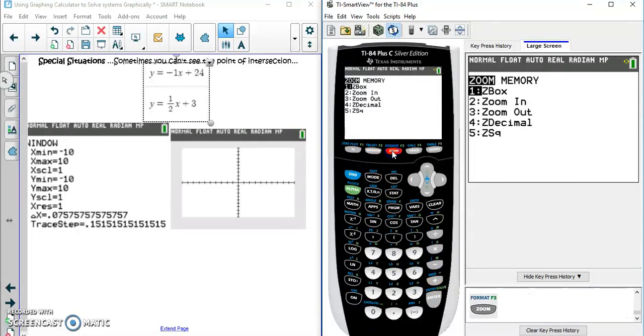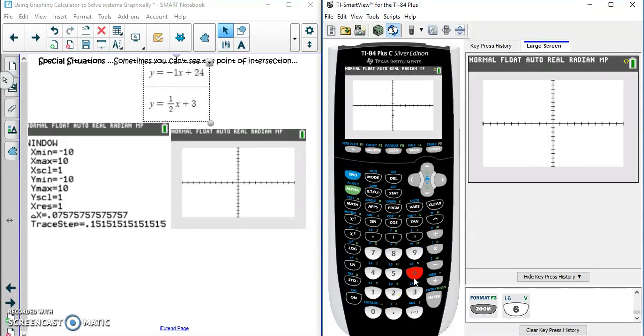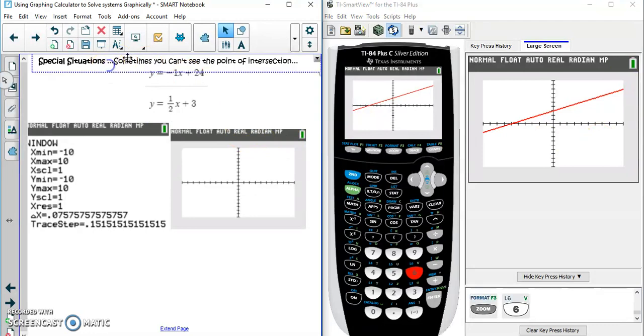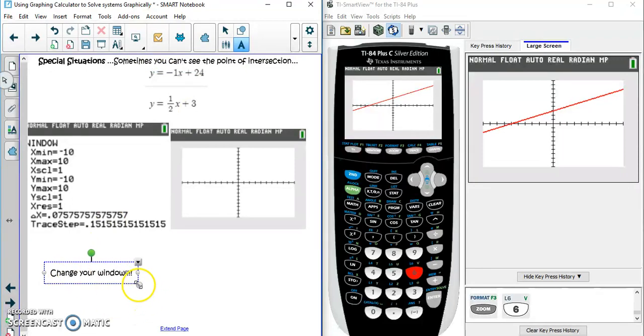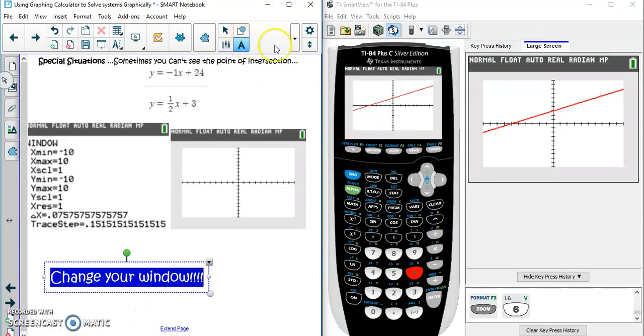Now when I go to zoom and choose the standard option, what I'm going to see is essentially nothing. I see that first line coming in, and notice how up here my calculator is spinning, so that means it's working. It says it's done, and I do not see the point of intersection. That's what I'm saying here: sometimes you cannot see the point of intersection, so you need to change your window. That just means the point of intersection isn't visible.